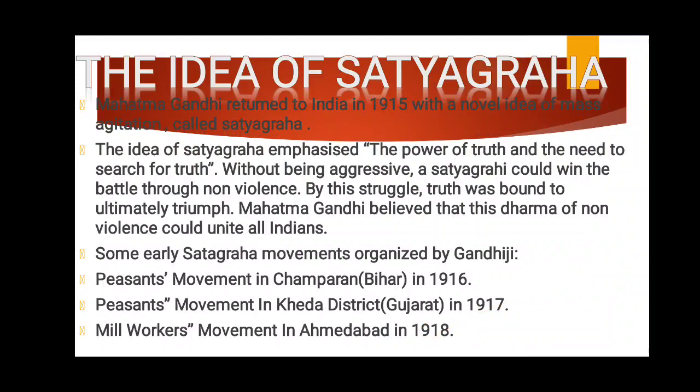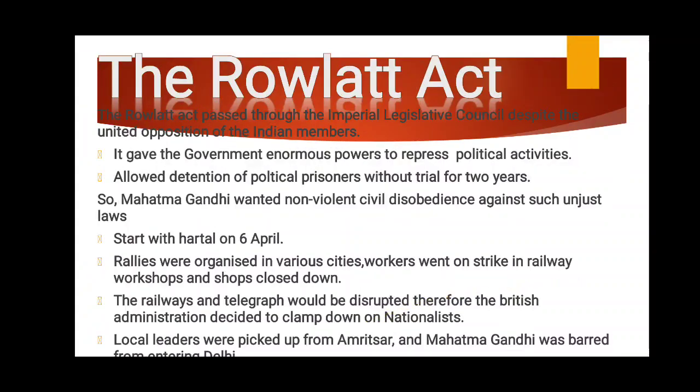Now, some Satyagraha movements organized by Gandhiji. Peasants movement in Champaran, a place in Bihar, in 1916. Peasants movement in Kheda district in Gujarat in 1917 and mill workers movement in Ahmedabad in 1918. Please learn the name of the place along with the year. Okay. So in this way Gandhiji started all these movements in different places.